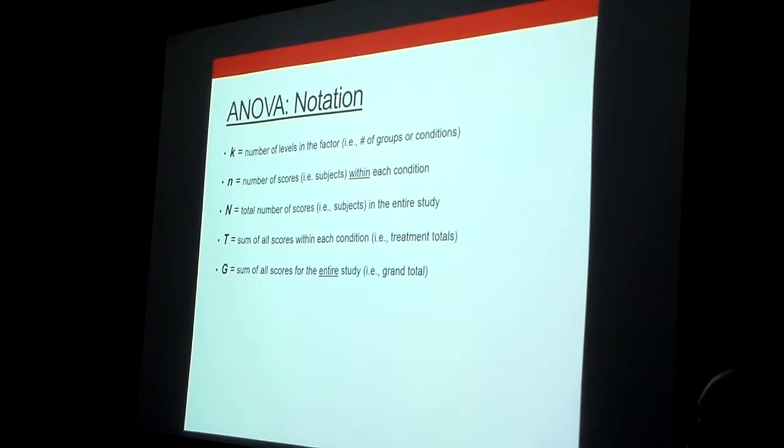So, for our ANOVA notation, K is going to be the number of levels in each factor, the number of groups or conditions, okay? How many factors do we have in a one-way ANOVA? Just one, right? So this is just our number of different groups within our one-way design. Our small n is going to be the number of scores or participants within each condition. Okay. This is nice when we've got a balanced design.